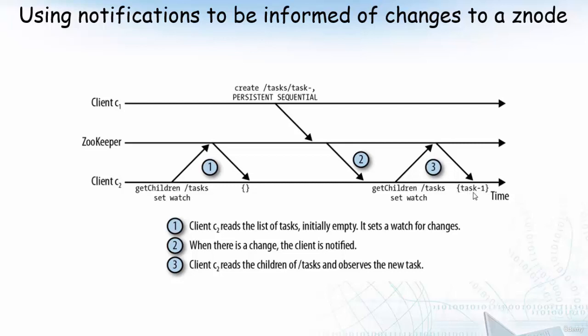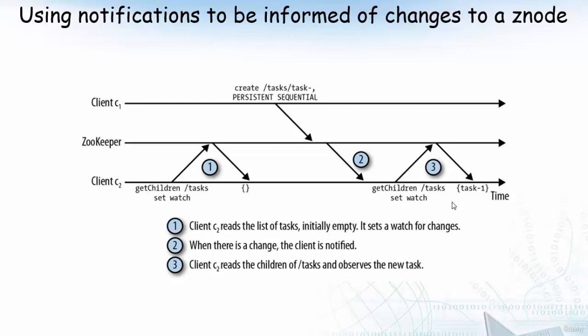Now when using notifications, there are a few things to be aware of. Because notifications are one-shot operations, it is possible that new changes will occur to a Z node between a client receiving a notification for the Z node and setting a new watch. So suppose the following events happen in this order. First, client C1 sets a watch for changes to the data of /task. Second, client C2 comes and adds a task to /task. Third, client C1 receives the notification. And fourth, client C1 sets a new watch, but before it does, a third client C3 comes and adds a new task to /task.